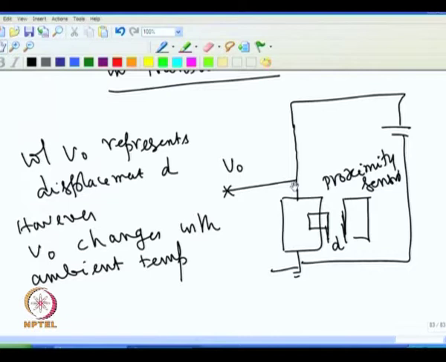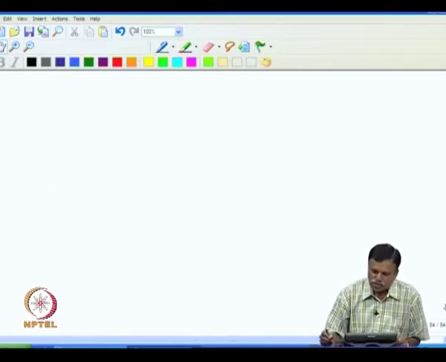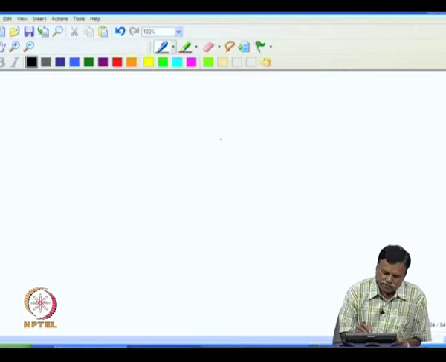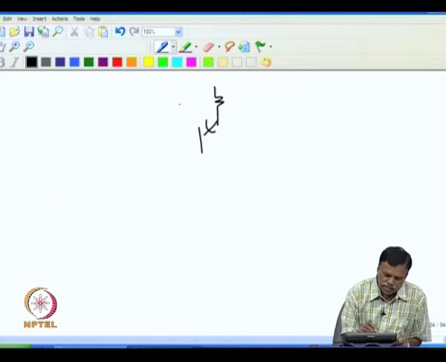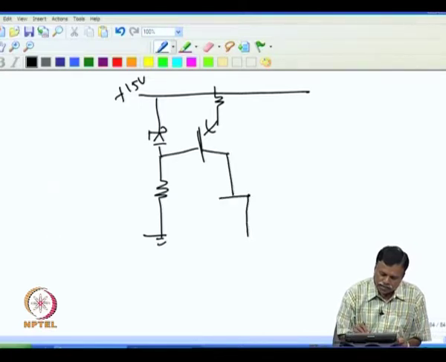So, how to compensate this change? For example, I can sense this change and then correct it. One application would be driving the sensor with a constant current source. I put the circuit like this: you have a transistor, assume this is the supply voltage, and then I have a Zener diode connected here, then I have the resistance here. For example, this is plus 15 volt, and then this is a load. This load can be a transducer.